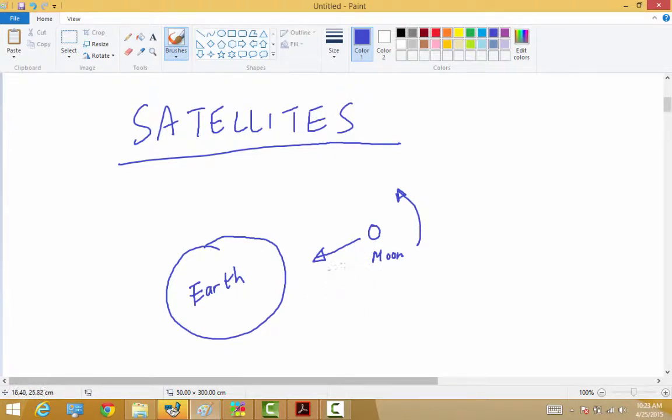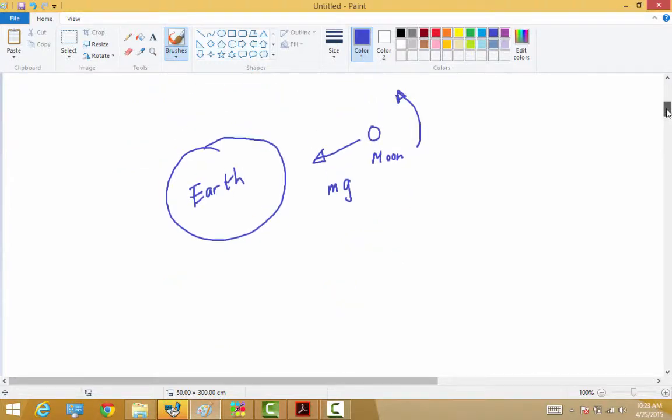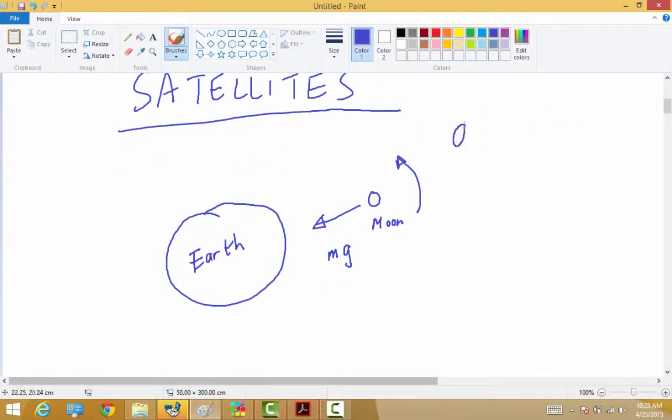So in this case, the force towards the center of the Earth would be equal to the mass of the moon times its gravitational acceleration, or what's called gravitational field strength. Right, so g is the thing that we need to calculate.